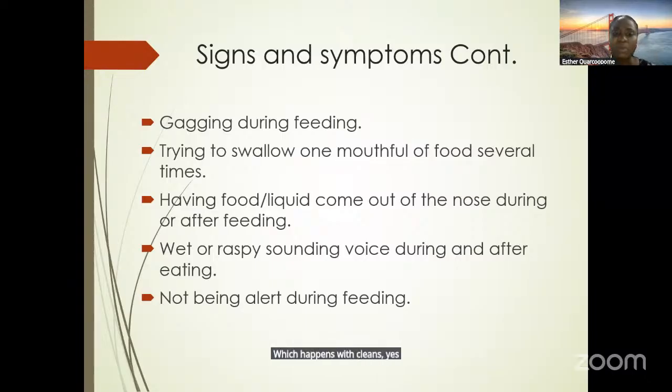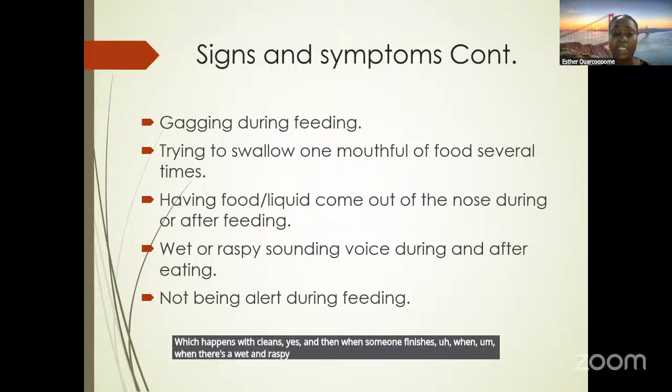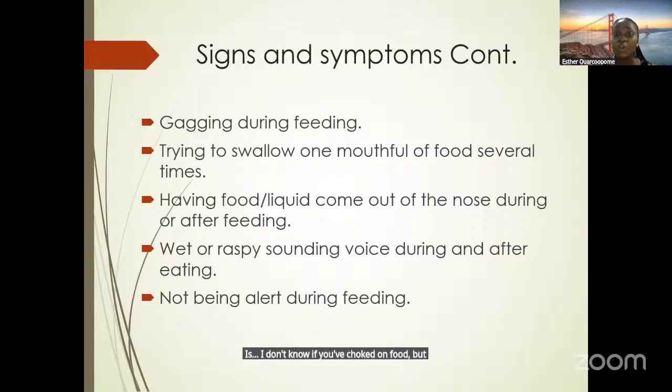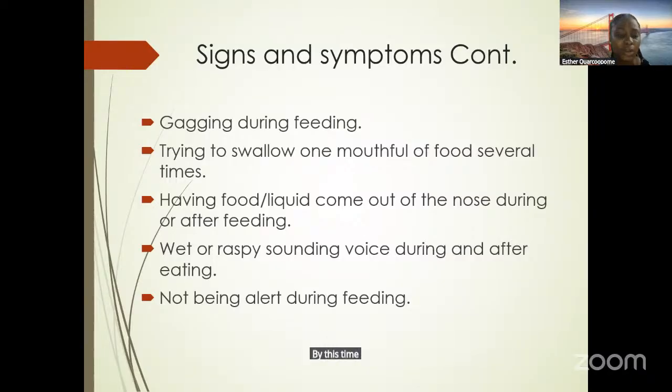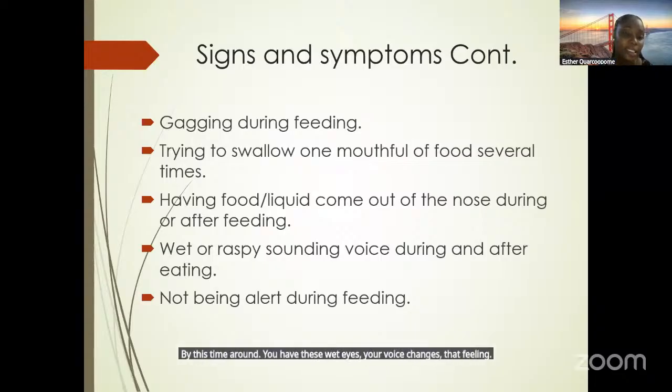And then there's a wet and raspy voice during and after eating. I don't know if you've choked on food, but when you choke on food and you cough, your eyes are wet, and you realize that your voice is sounding different. That's that kind of thing, but this person has it all the time. Ours is maybe once in a while choking, when we were eating and talking at the same time and then we choked. But this person has it all the time. So that's when you can say that there's a symptom there, there's a sign.